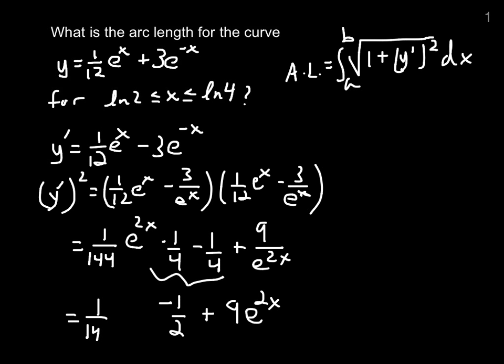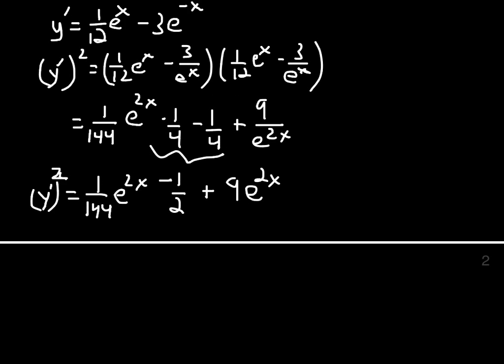Okay, great. And we just squared 1/12 e to the x minus 3 e to the negative x. That's y prime squared, okay? So then what we're going to do is add 1. Over here, that would change this negative 1/2 into a plus 1/2.